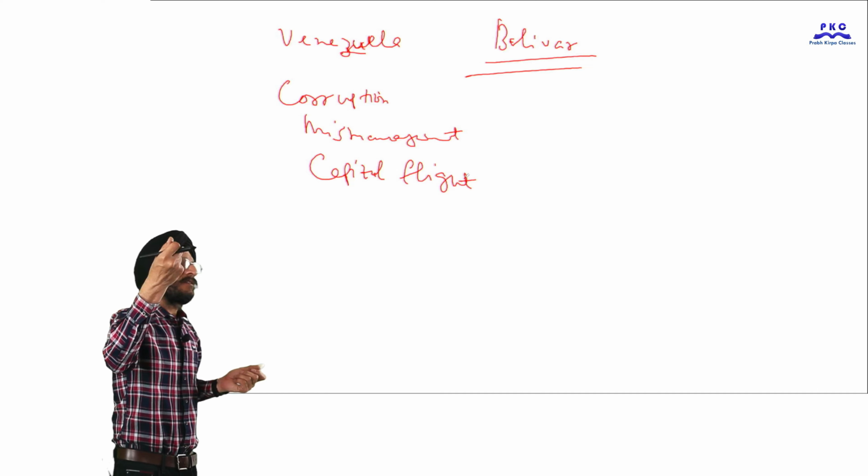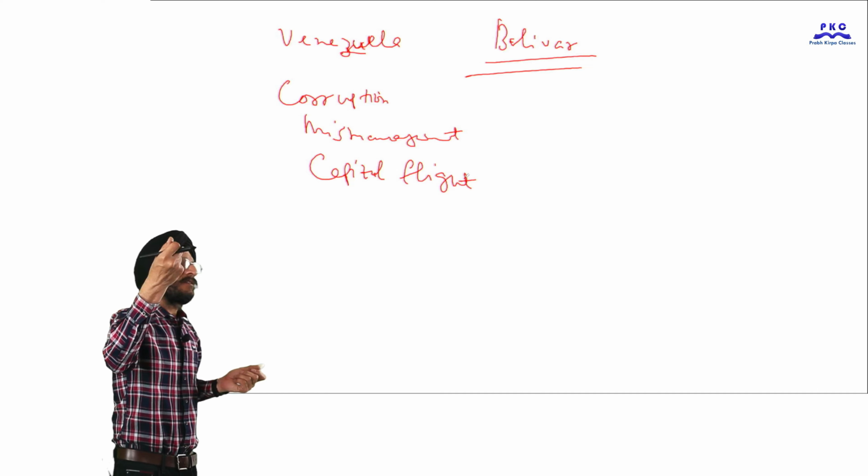Sometimes political stability is not there in a country. So when there is political instability, foreign investors do not come forward to make investments in that country, or rather they pull out their investments from the country where there is political instability. So it ultimately results in currency depreciation.